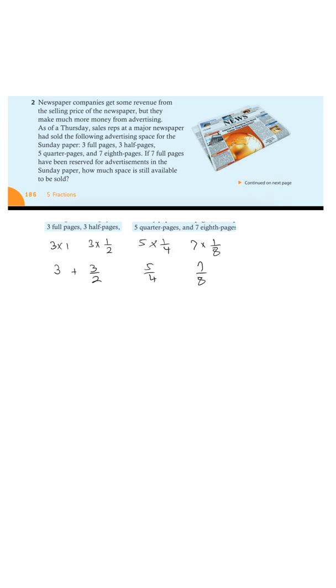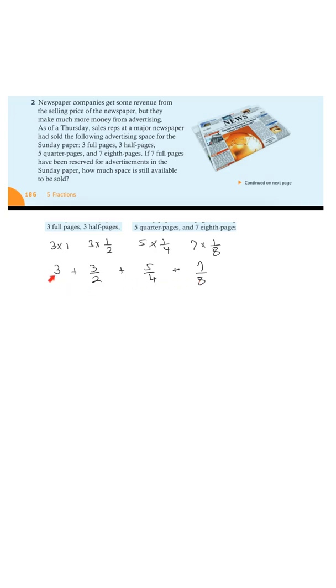What we need to do is add these up, because we know that they only sell 7 full pages. How many pages have already been sold of advertising? Now, to add these up, we need to have the same number on the bottom, the common denominator, and it looks like the lowest common multiple here is 8. So let's put an 8 on the bottom, okay?